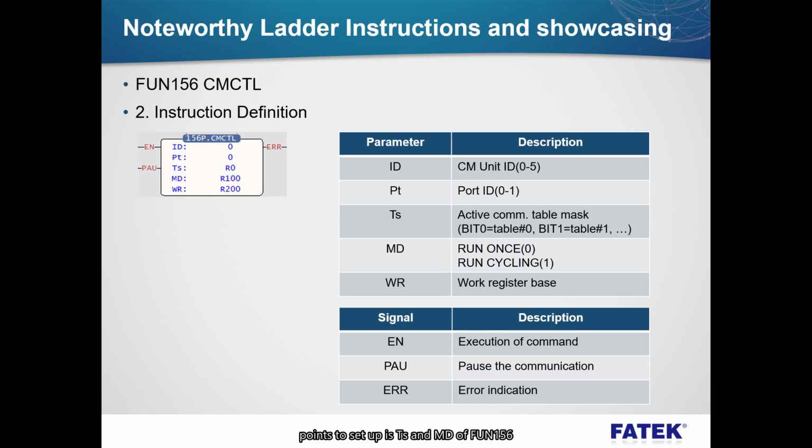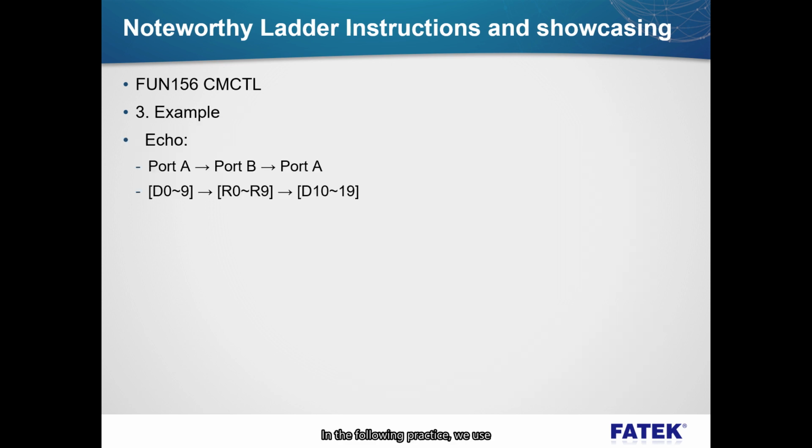Two other key points to set up are TS and MD of function 156 to be able to enable communication successfully. In the following practice, we use MHCM55 as an example. We send out D0-D9 from port A to R0-R9 of port B using user-defined protocol, and afterwards we reply R0-R9 from port B to D10-D19 of port A, completing a loopback example.